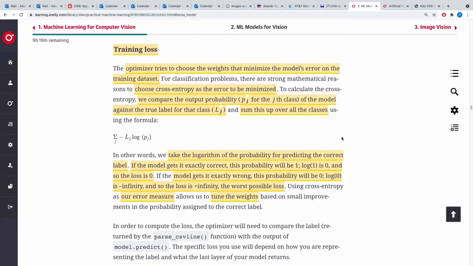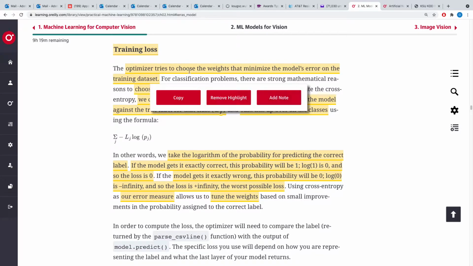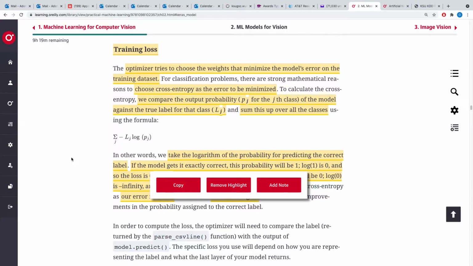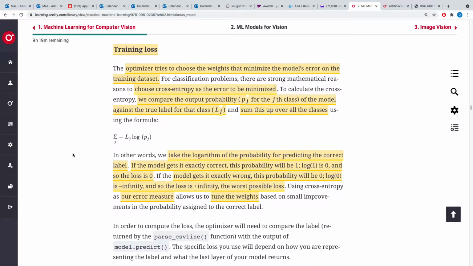Practical machine learning for computer vision. In this session today, we'll be looking at the training loss.